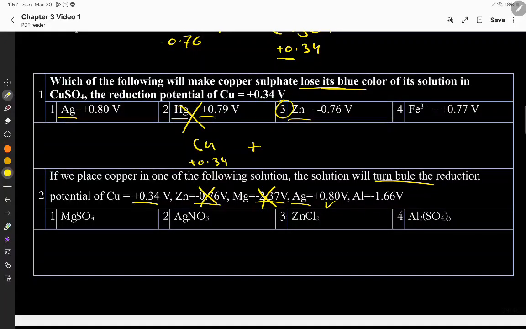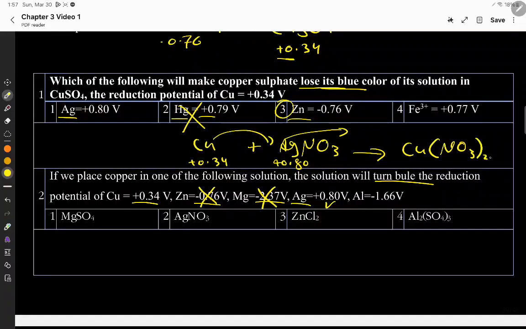Now, if we have copper plus AgNO3, silver here is positive 0.80, so this is less reactive. Copper can kick it out and the solution will be copper nitrate, Cu(NO3)2, plus Ag. This is a blue solution. Which of the following, if we place copper in one of the following solutions, will turn the solution blue?